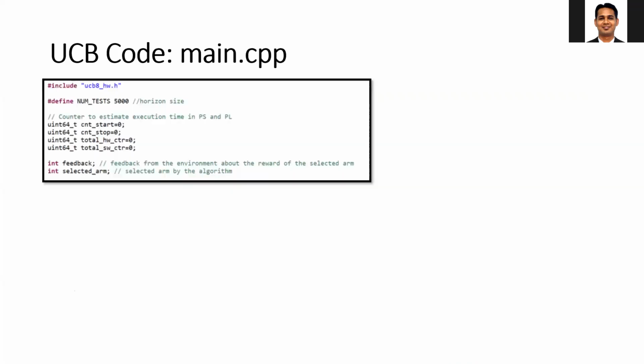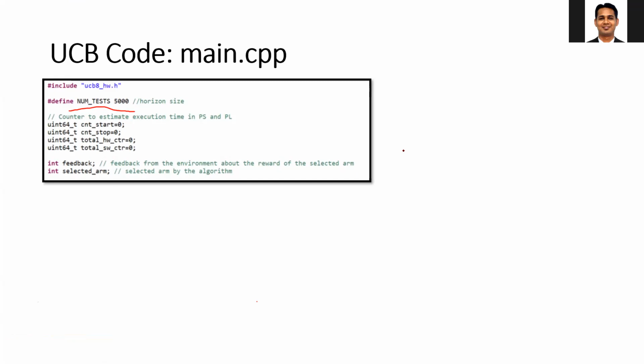looks like that. You have, say, a horizon of 5,000 time slots, and in those 5,000 time slots you are going to run the UCB algorithm. Ideally, you should select the best arm as many times as possible in those time slots.